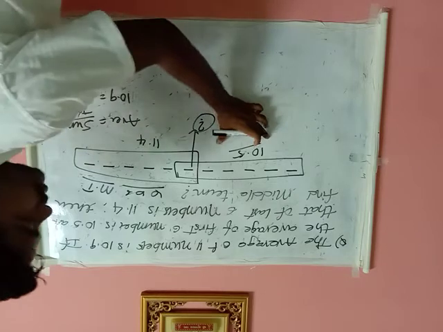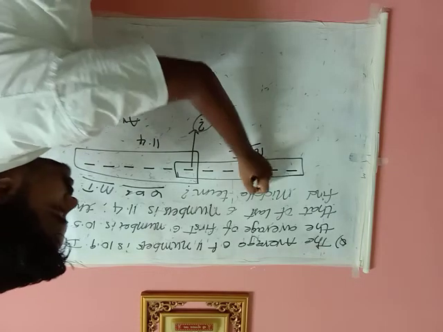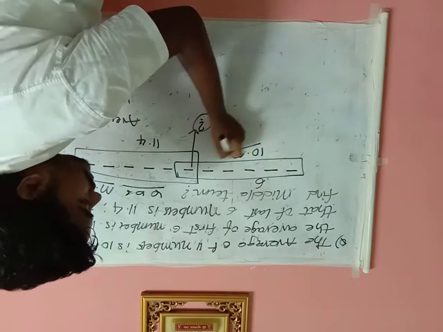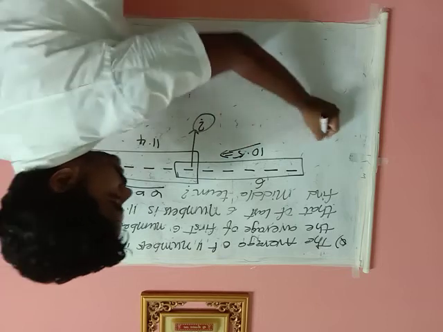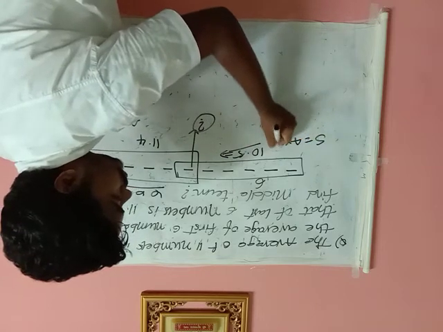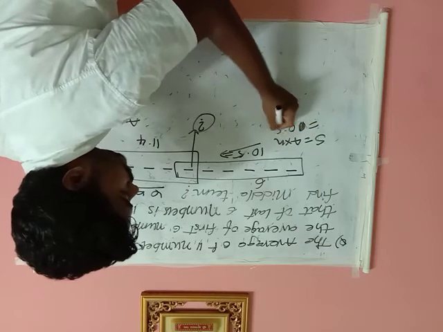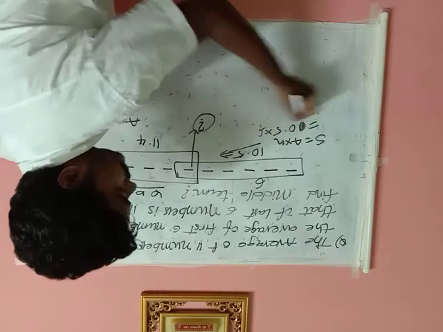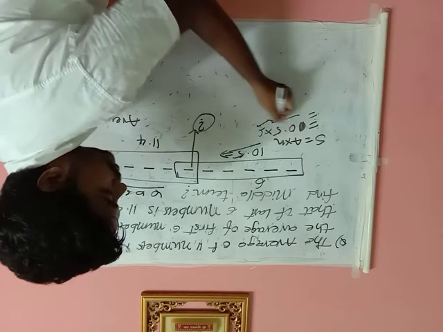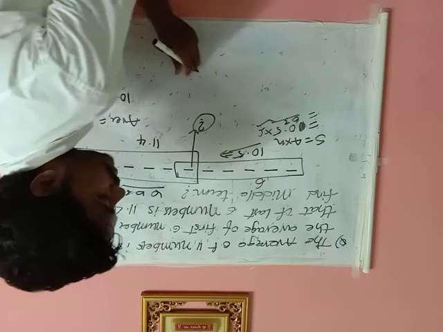Now coming to this, how many slots are there? 6 slots. Given that the average of these 6 slots is 10.5, can I tell that sum is equal to average into number of terms? So my average is 10.5, and there are 6 terms. So how much will you get? 63.